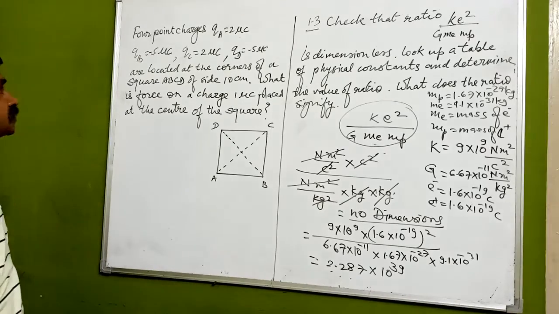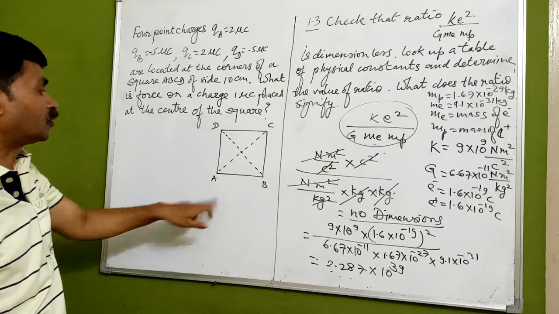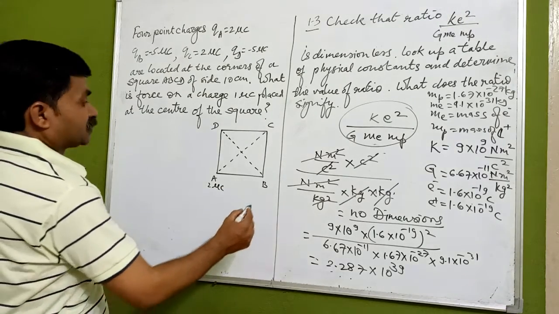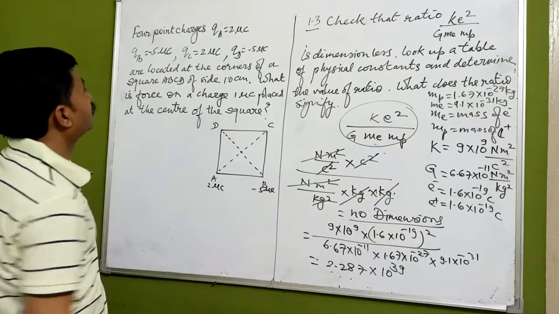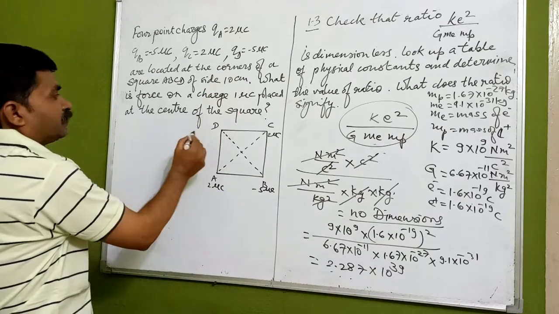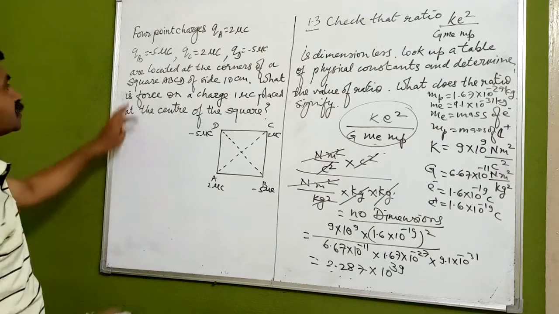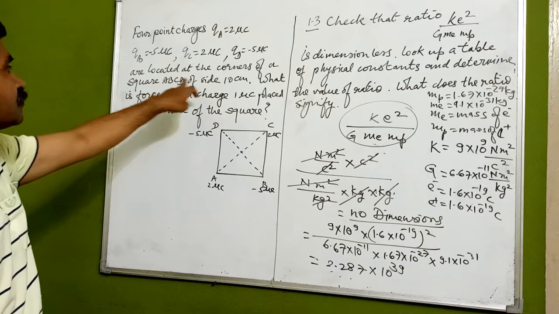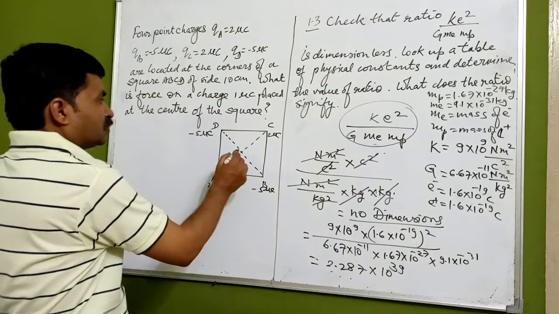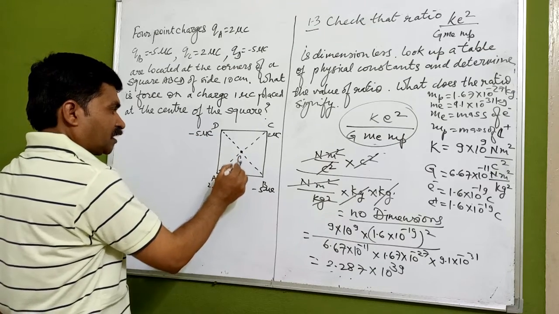Now we'll go with the next question, which has 4 point charges: QA, which is 2 microcoulomb, placed here, QB, which is minus 5 microcoulomb, QC, that is 2 microcoulomb, and QD, which is minus 5 microcoulomb. These charges are located at the corners of a square ABCD of side 10 cm. What is the force on a charge placed at the center of the square? Now this is the center, which we can call O.